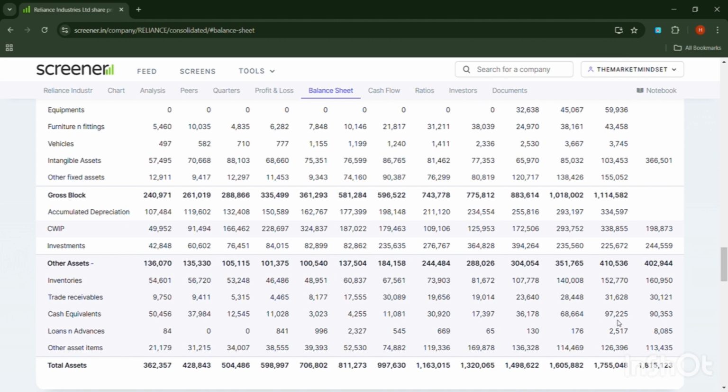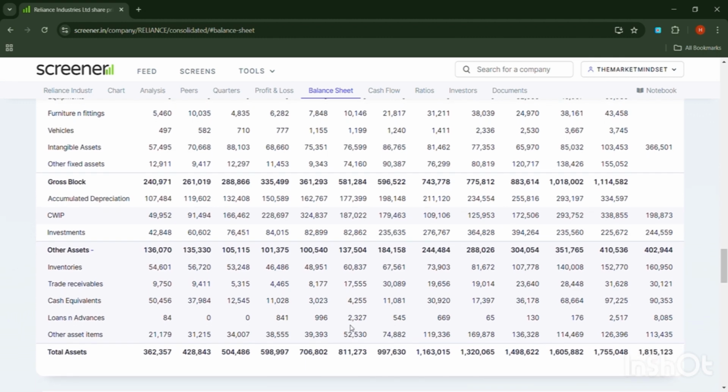Next comes loans and advances. Loans and advances basically means that the company is giving out loans to its subsidiaries or its suppliers. The trend of loans and advances should be at least steady and it should not be very high as it carries a default risk. Now, in the case of Reliance Industries, in March 2024, the loans and advances amount was 2,517 crore rupees from 176 crore rupees in the previous year. This can be concerning depending upon whom the company has given loans to.